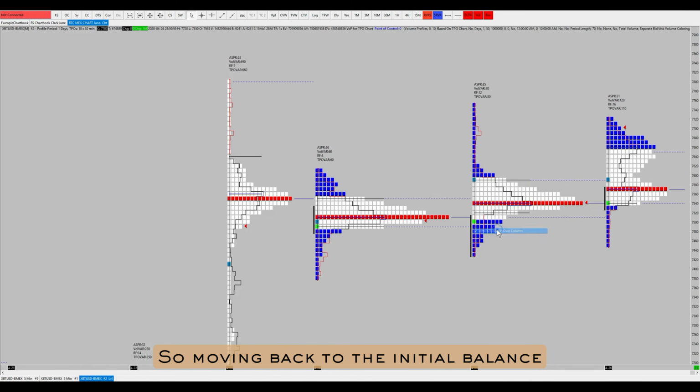So moving back to the initial balance, the first hour period of the day. Now, some traders will shorten this, some will lengthen this. Again, this is something that I don't personally think is as useful in crypto unless, as I said, we have a close through a major contextual level. We haven't gotten to that yet, but you'll see as we get further into this what I mean.